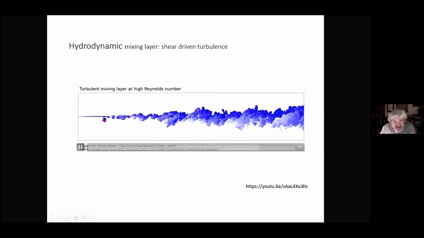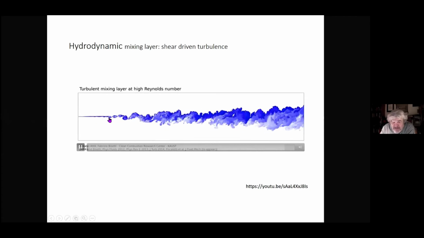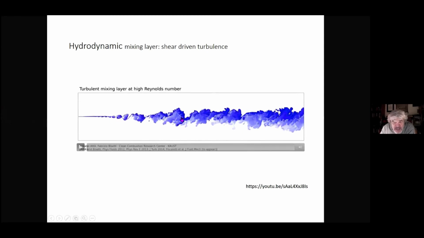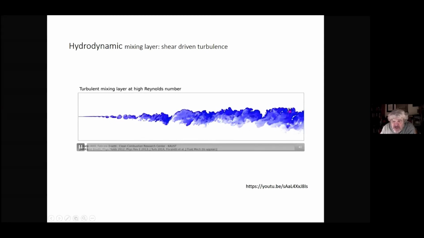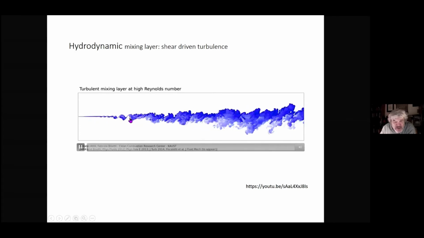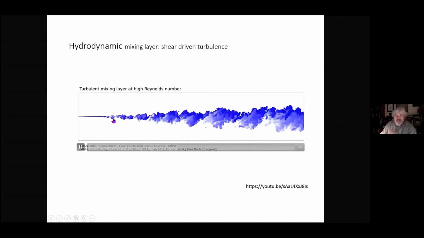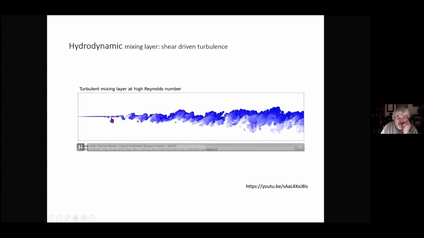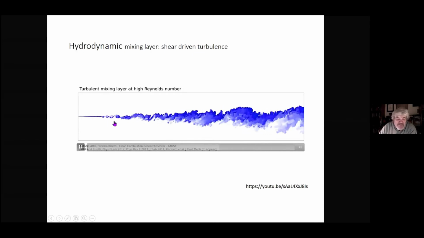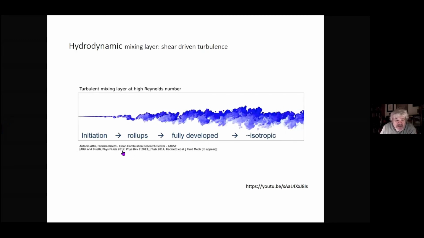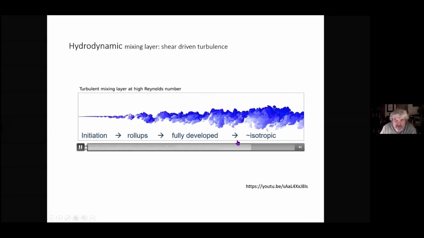There's an instability region, which is actually pretty brief, and then you get finite amplitude roll-ups, and eventually a transition to something more like homogeneous and isotropic turbulence downstream. So what we think the switchbacks, as well as the transition to flocculation, are caused by is this kind of Kelvin-Helmholtz-like roll-up, except of course it's in a magnetized plasma. So the transition is initiation, roll-ups, fully developed, and then isotropic.